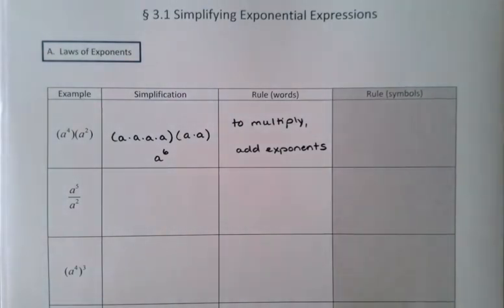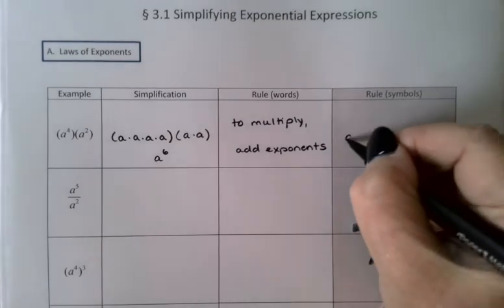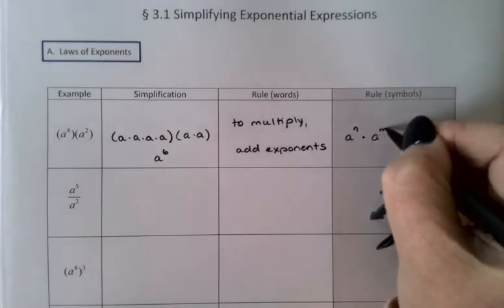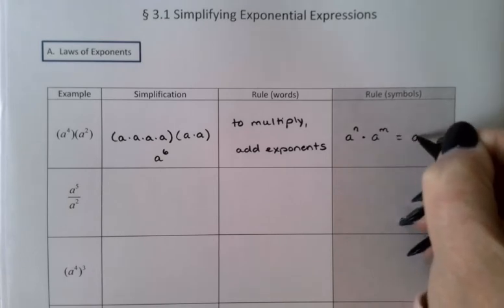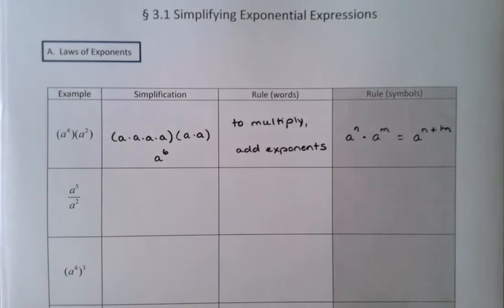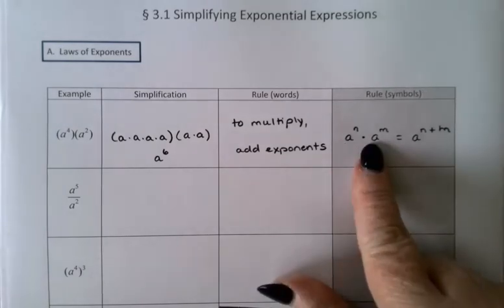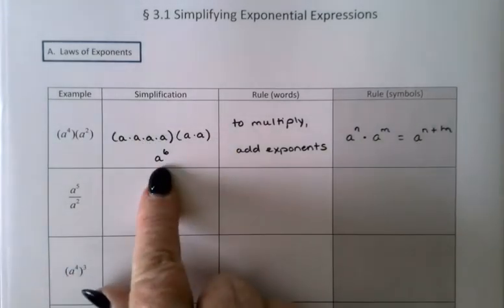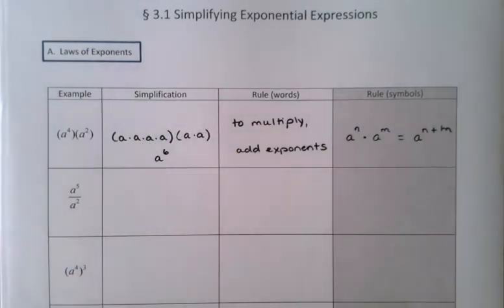If I wanted to write that in a more general mathematical rule form, I could write a to the n multiplied by a to the m equals a to the n plus m. Notice that the base a had to be the same, and it stays the same in the final answer. I'm really just counting up how many factors of a I have.